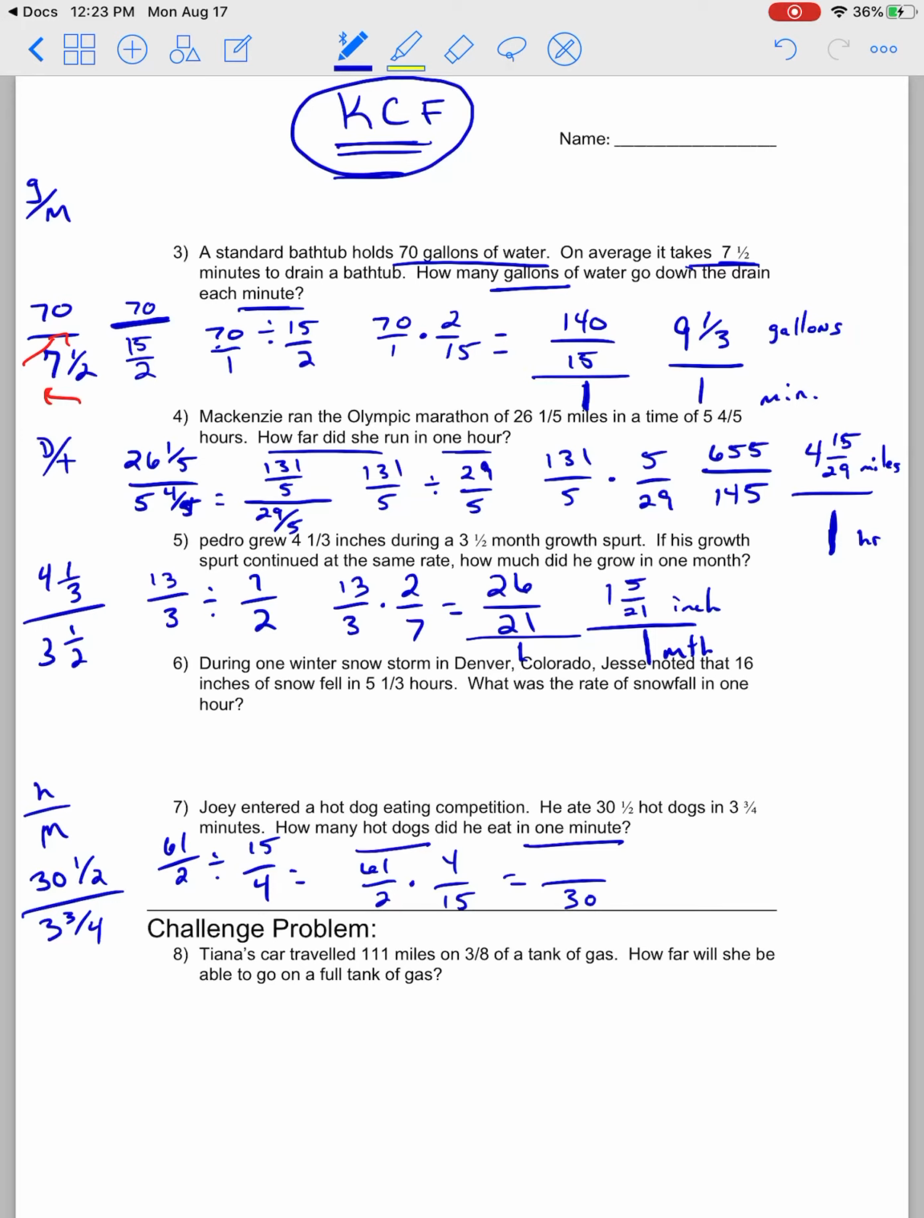61 times 4 is going to give you 244 over 30. And remember, that is a unit rate to 1. We can simplify that down to 8 2/15 hot dogs per 1 minute.